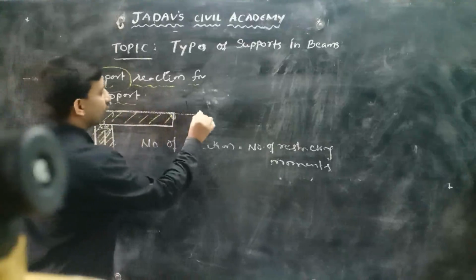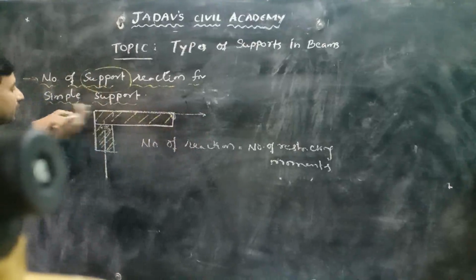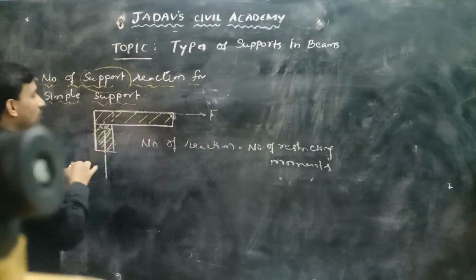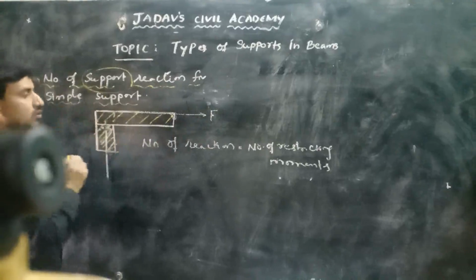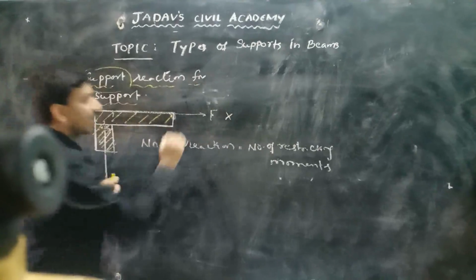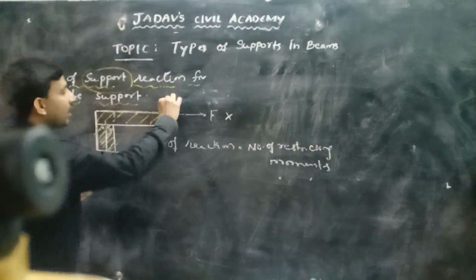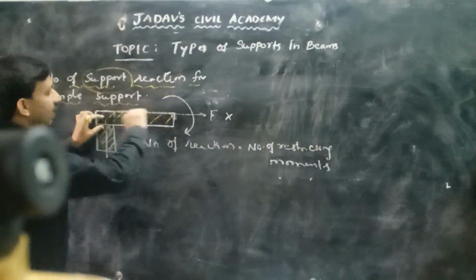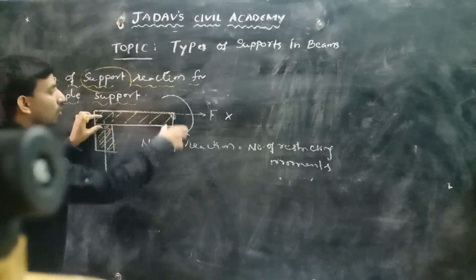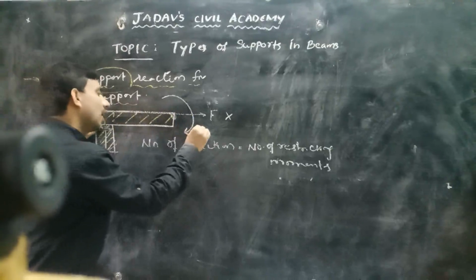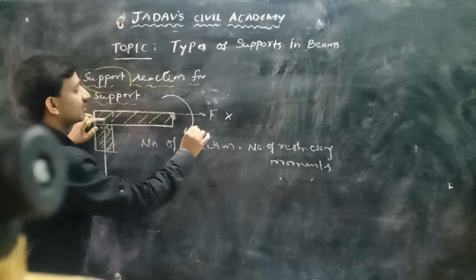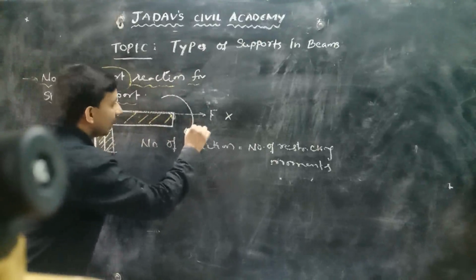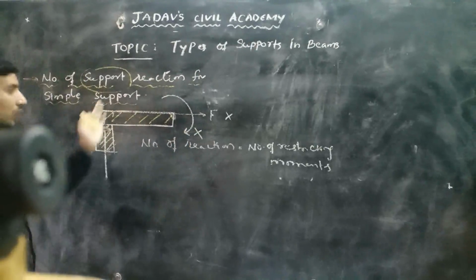If I apply a horizontal force, as it is freely resting over the support, this beam will move from here to here. So there is no restriction of movement in horizontal direction. And if you apply a moment, clockwise or anti-clockwise, it will rotate about this point. So it can freely rotate. We cannot restrict the movement of this beam when it is supported over a simple support. So there is no restriction for movement or rotation.